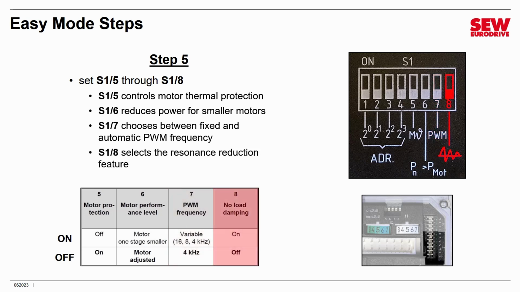Switch 8 controls what's called the resonance reduction feature. In certain situations, if the motor isn't loaded, it can resonate, which will cause it to vibrate. If you activate this feature by turning the switch on, notice it's off by default, it will try to control that sort of resonance and prevent it from happening. Again, this is a special situation that you would only activate if you needed it. All right, that takes care of the first dip switch bank, so let's continue.